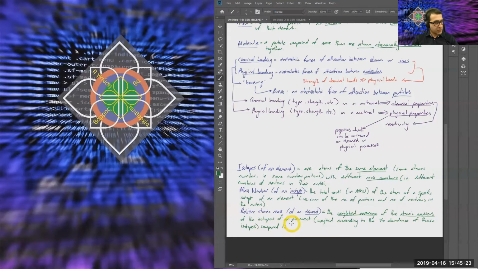Compared to 1/12 of the mass of a carbon-12 atom. So whatever the mass of a carbon-12 atom is in kilograms, you divide that by 12, that gives you the actual mass of one atomic mass unit in kilograms. However many times the weighted average is bigger than that, that is the relative atomic mass of that element.